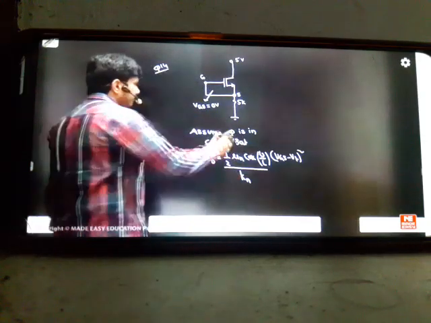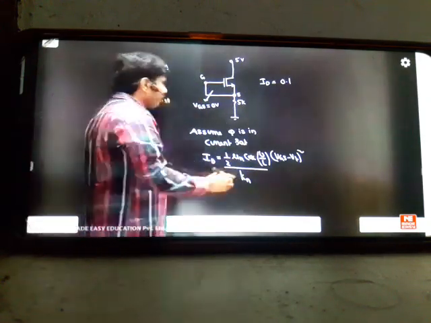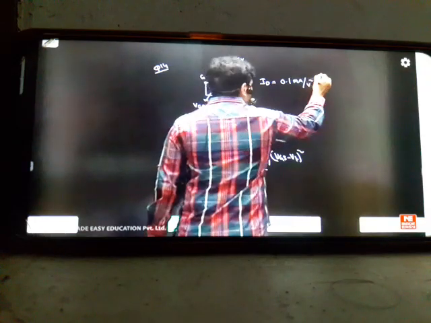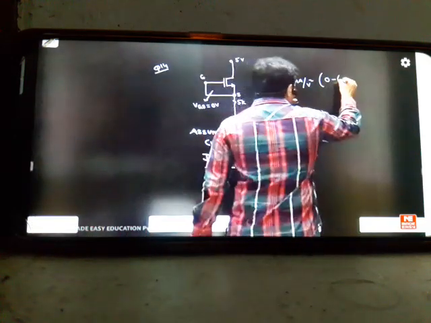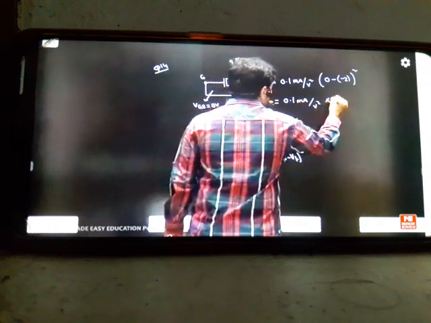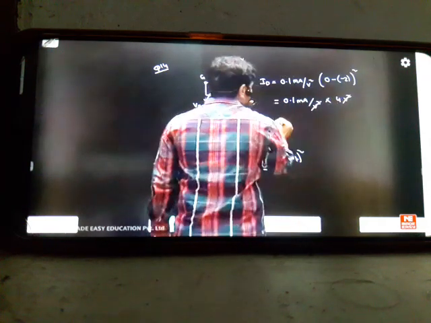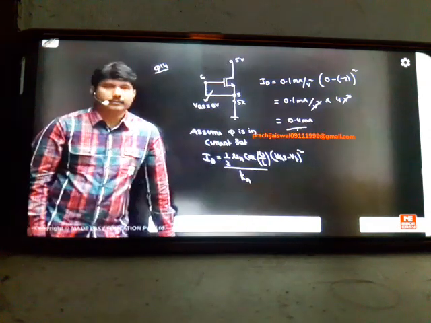So you can find out the ID current. The total you can take as 0.1, which is the Kn given in the problem. 0.1 milliampere per volt square into (VGS, which is 0 given in the problem, minus threshold, which is negative 2) whole square. So the answer is 0.1 milliampere per volt square into 2 square, which is 4. So the answer is 0.4 milliamperes. Like this, first I found out the ID because I don't know whether it is in current saturation or triode.